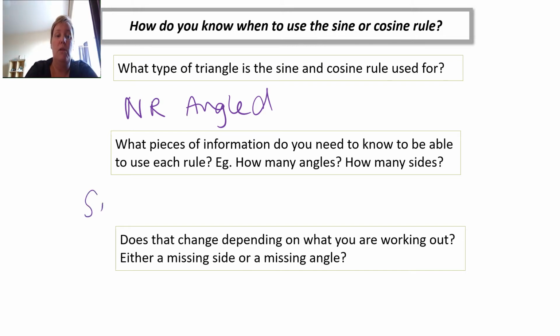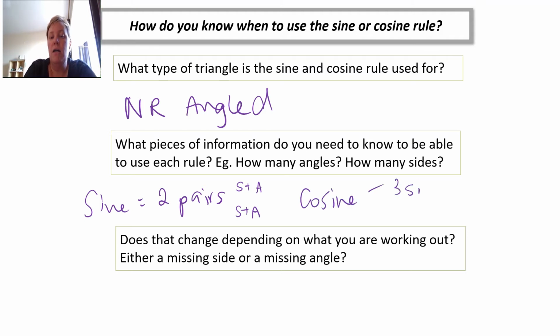What piece of information do you need to know to be able to use each? Sine rule is 2 pairs, and remember that's side plus angle, and side plus angle. And cosine rule, I need to have 3 sides, 1 angle. If you get really confused, don't panic. If you try and fit it into something and it doesn't fit, you can normally tell. Does that change depending on whether you're working for a missing side or an angle? The answer is no. As long as you include the missing thing in the 2 pairs or the 3 sides, 1 angle, you should be correct each time.